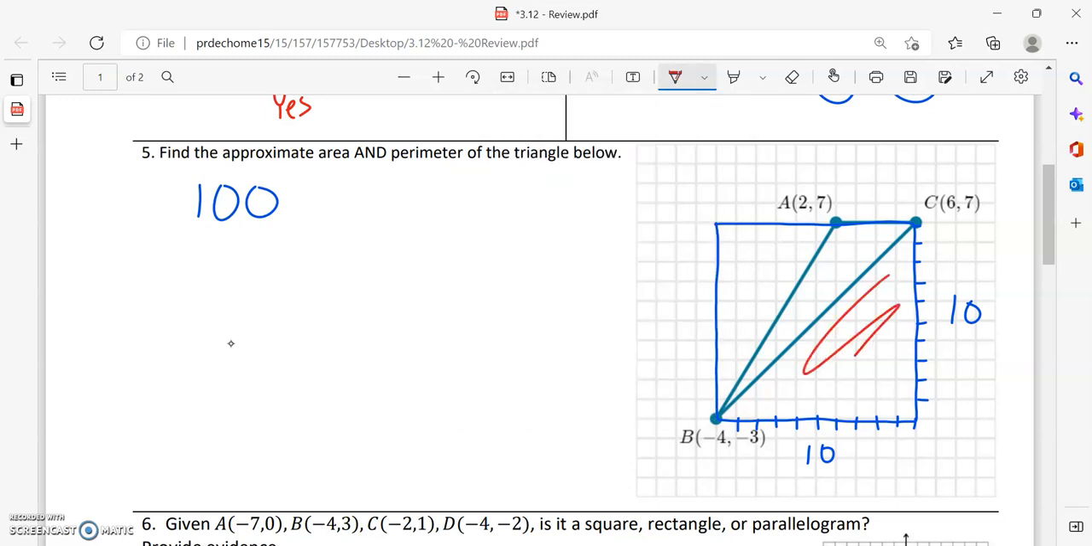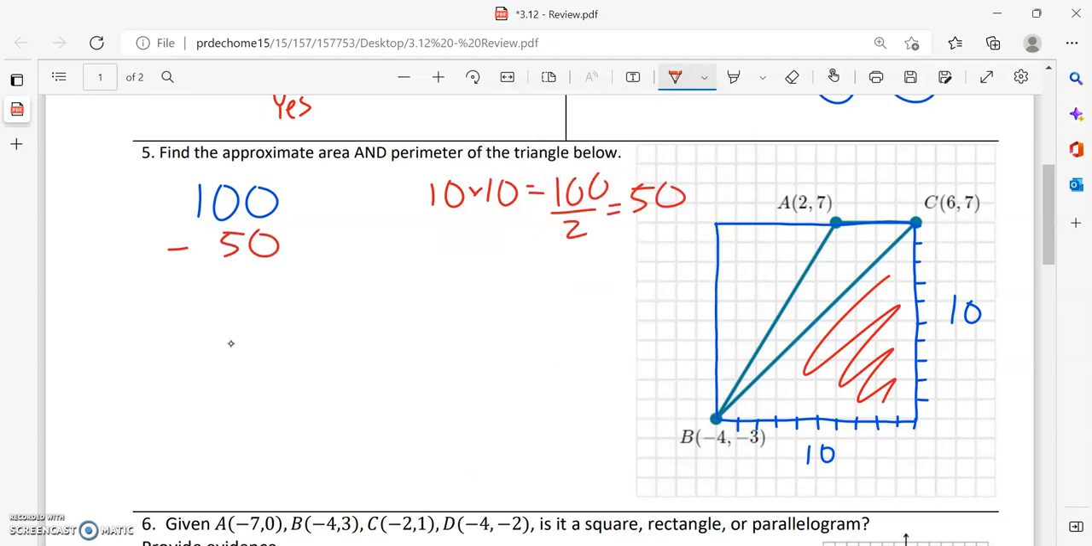Let's first do this big one. Well, we know the two sides are 10 by 10. And to find the area of the triangle, we divide that in half. So 10 times 10 is 100. We divide that by 2, which gives us 50. So we'll subtract 50.